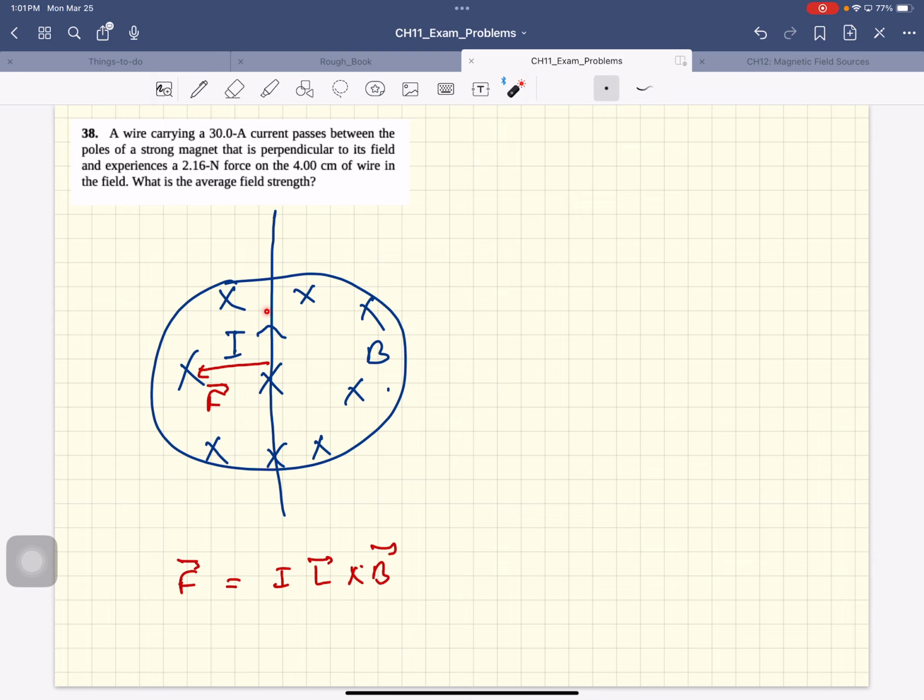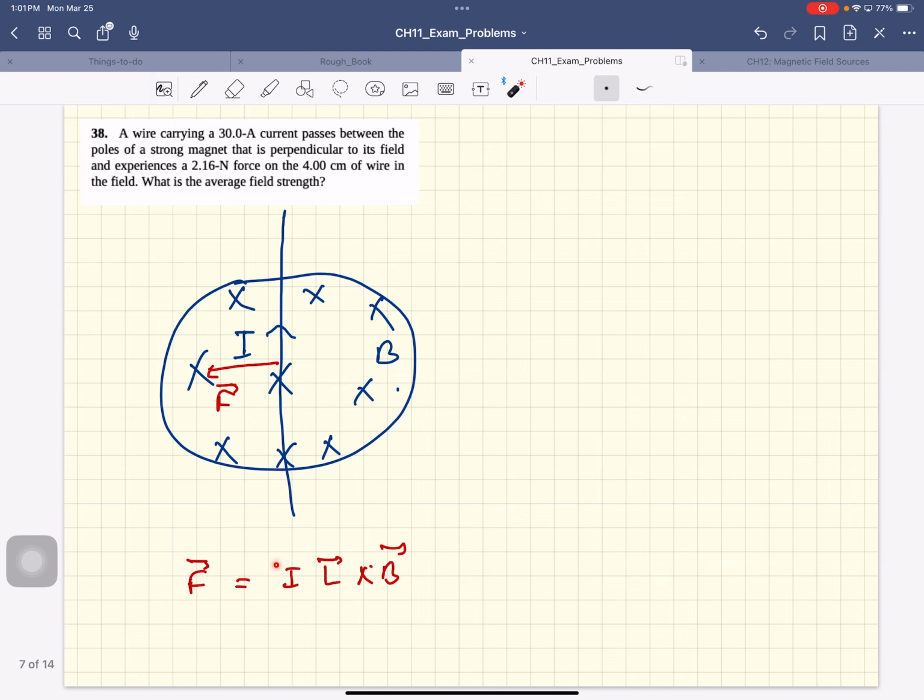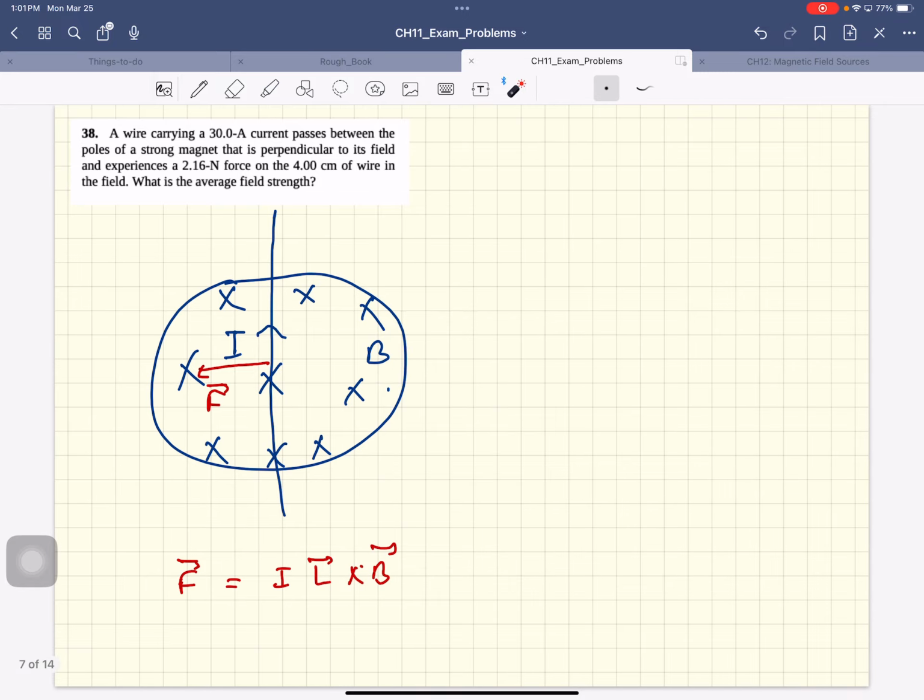I is the magnitude of the current, L is the length of the wire, and the only relevant length is the part that is in the magnetic field. This part of the wire doesn't count because there's no magnetic field, and this part doesn't feel any force. Only the part that is in the field feels a force. So that is that length, which is 4 centimeters.